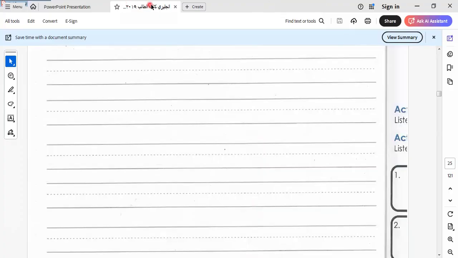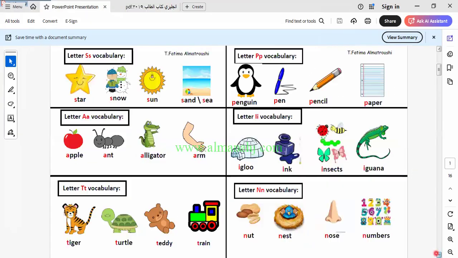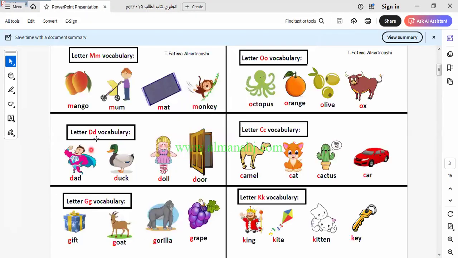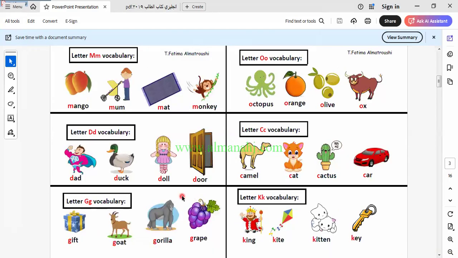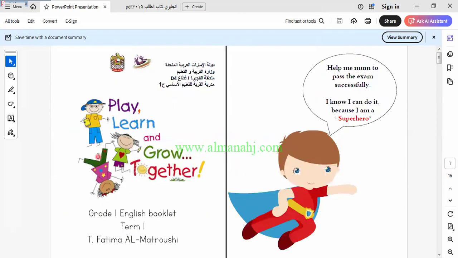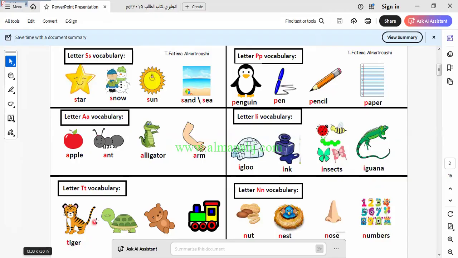I would like to give you a brief about what we took today. Here is letter T and letter B. Let's know it together. Here is capital T and small t. We know the words related to this letter. Here we have letter T. Here we have tiger, tiger, tiger. We have here turtle.